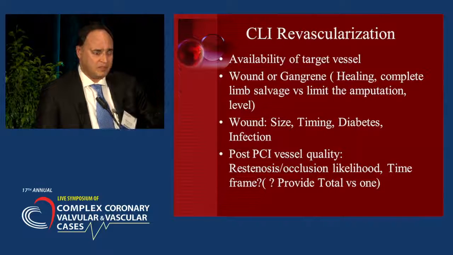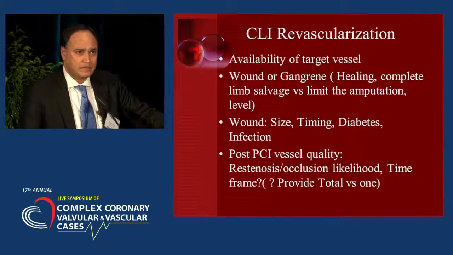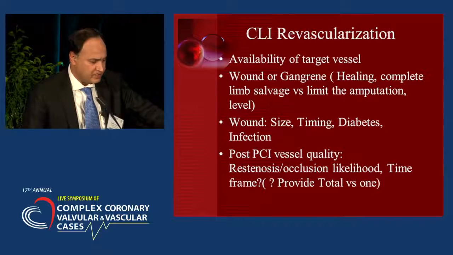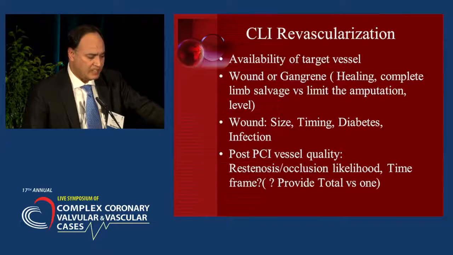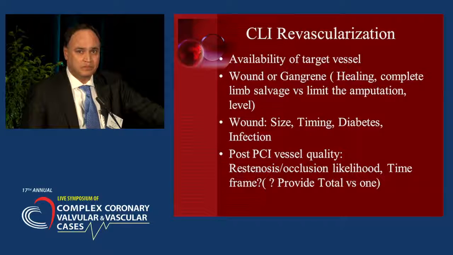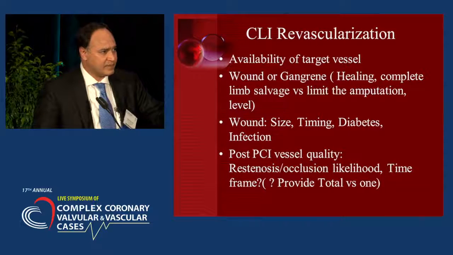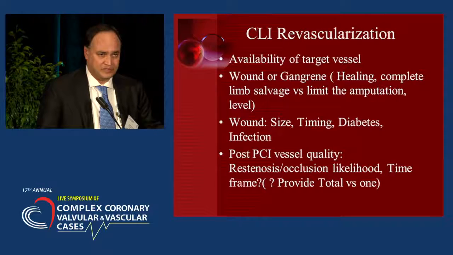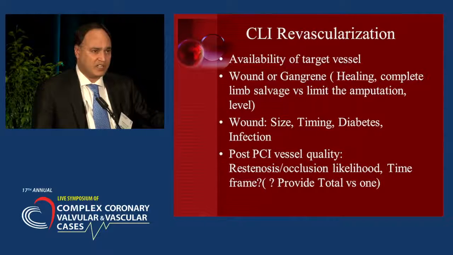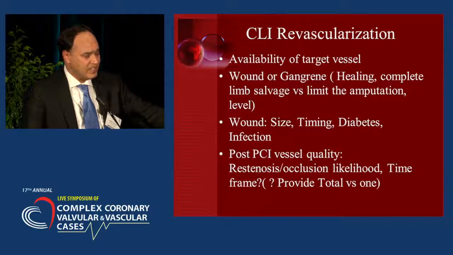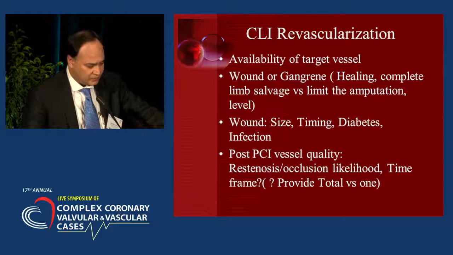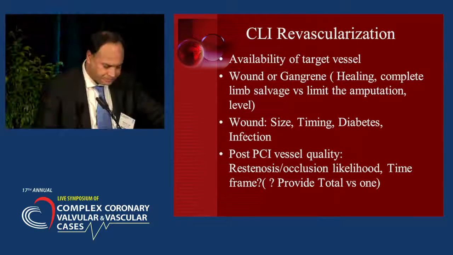So there are multiple factors you should consider. First, the availability of the target vessel, that is, what we can actually achieve in the below knee intervention. You want to look at the wound, how complex the wound is. A tiny ischemic ulcer will most likely heal with a single vessel. However, if you have a complex wound, if you have an amputation stump that's not healing, that's a different patient, because it takes time for these wounds to heal.